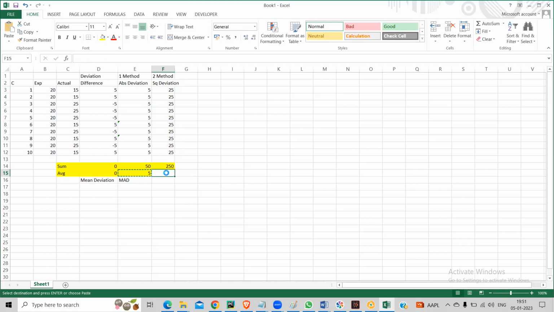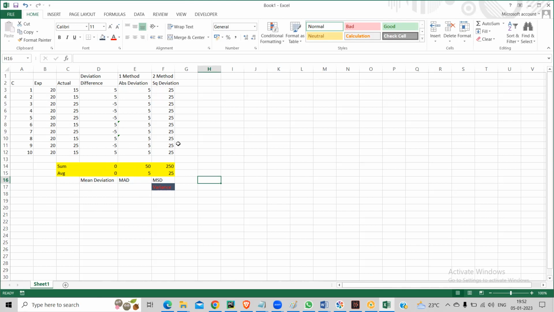250, and the average is 25. This is called mean square deviation, MSD. This is your variance. This is what variance is in data science or statistics. What is variance? On average, how much are you deviating? So one is you do absolute. What absolute? The whole data set. Variance is always for the whole data set. So mean square deviation, or mean square difference, is called your variance.